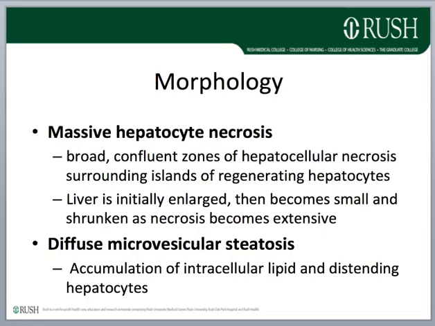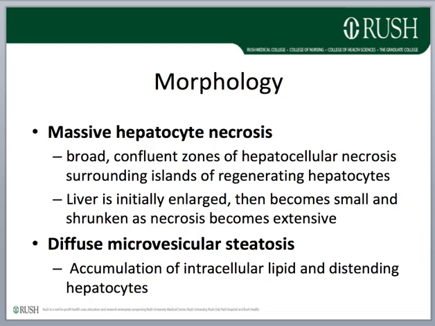So to summarize, in acute liver failure, we typically see massive hepatocyte necrosis. These are broad confluent zones of hepatocellular necrosis with surrounding islands of regenerating hepatocytes. Grossly, the liver would initially be large because of the edema and influx of inflammatory cells, but then gradually becomes smaller and shrunken as the necrosis becomes extensive and there's extensive loss of cells.